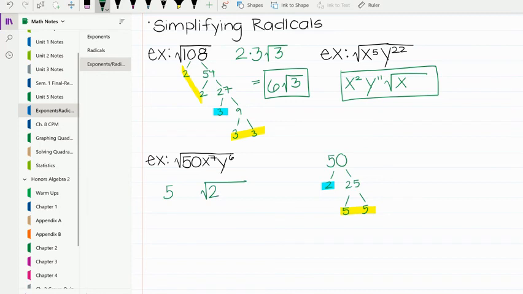Now for the variables, x to the 7th, we're thinking how many x squareds are in there? There's 3, and then there's 1 left over. And for y to the 6th, how many y squareds are in there? There's 3, and then 0 left over. So this would be our answer. Same as I said before, if you feel like you need more practice on radicals, then you can go back to the original radical video.